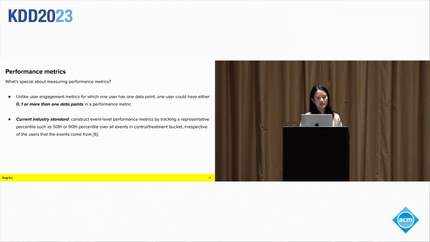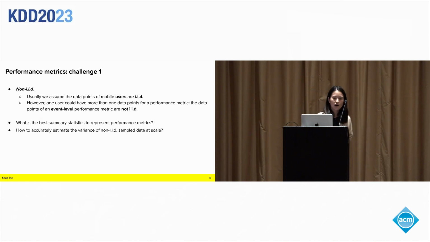The current industry standard for measuring a performance metric is to construct an event-level performance metric by tracking a representative percentile, such as the 50th or 90th percentile, over all events in either the control or treatment group, irrespective of the users that the events come from.